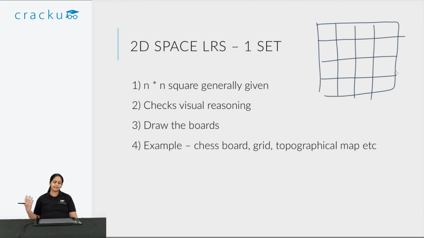The general setup would be either a chessboard or a grid or a topographical map. A topographical map basically tells you the height of different elements. So the square above has a height of 3 feet, the square next to it has a height of 4 feet, etc. So all of these are essentially giving you a rectangular or a square board with squares of different attributes. The only thing you have to do is see the questions, see what kind of information you need to answer those questions, and based on that start drawing your grids.